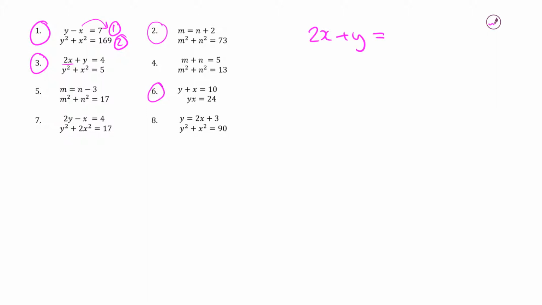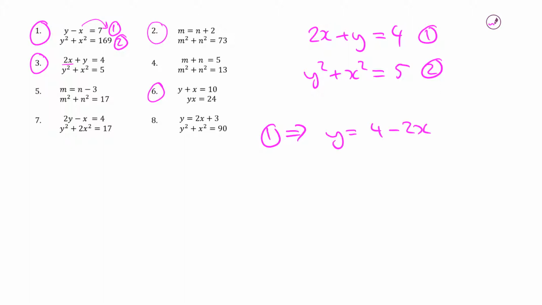2x plus y equals 4, and x squared plus y squared equals 5. So then you rearrange it. So y equals 4 minus 2x. Yeah, good. And you do 4 minus 2x squared, plus x squared equals 5. So you multiply that out.